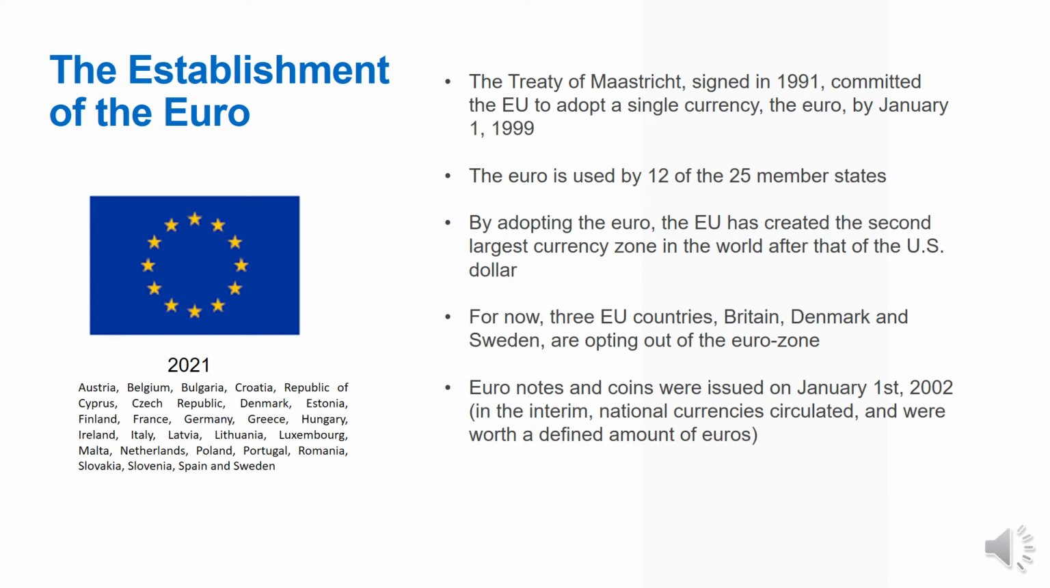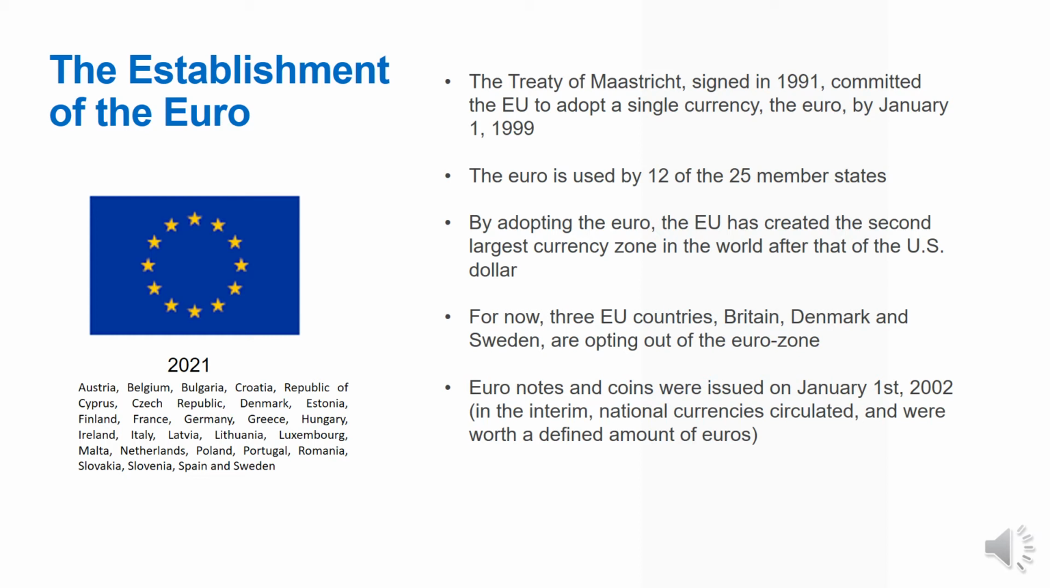Okay, now we are in the establishment of the euro. The euro is the currency for EU countries. The Treaty of Maastricht, signed in 1991, committed the EU to adopt a single currency, the euro, by January 1st, 1999. The euro is used by 12 of 25 member states. By adopting the euro, the EU has created the second largest currency zone in the world after that of the US dollar. For now, three EU countries, Britain, Denmark, and Sweden, have opted out of the Eurozone. Euro notes and coins were issued on January 1st, 2002. In the interim, national currencies circulated and were worth a defined amount of euro.